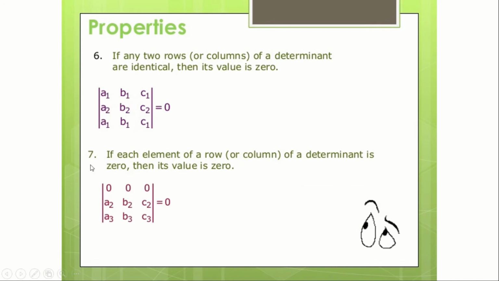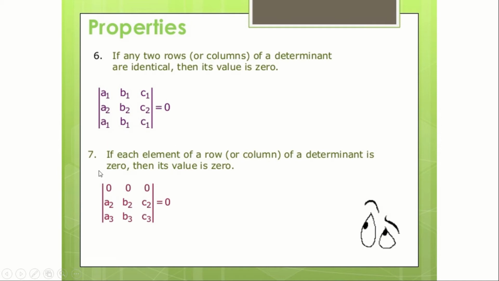Moving on to the sixth property. The sixth property is if any two rows or columns of a determinant are identical, then its value is 0. See here, the first row is a1, b1, c1 and the last row is also a1, b1, c1. If two rows or two columns are identical, if they are the same, then the value of that determinant will be 0. So this is the thing you have to keep in mind always. If two rows or two columns are identical, then the value of that determinant will be 0.